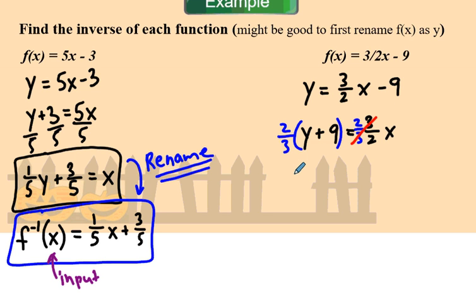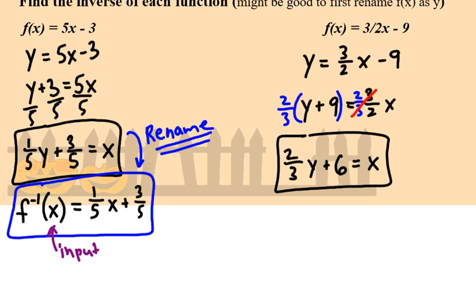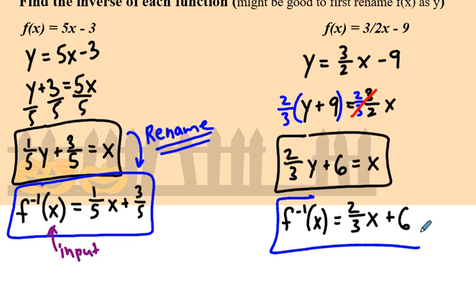Now I need to distribute here. I get 2/3 y plus 2 times 9 is 18. 18 divided by 3 is 6. I end up with x. This is the inverse equation. Now I need to write it in function notation, so I just need to rename. When I rename it, I'm going to say this. Say f's inverse, when I supply the input, is equal to 2/3 times input plus 6. This is the inverse function in function notation.